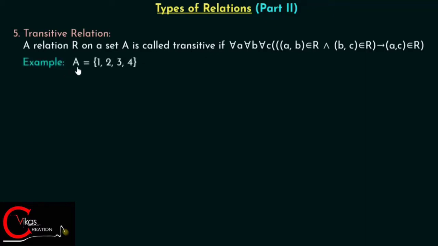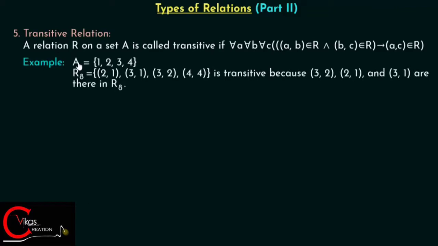Let's see one example. Let's say we have set A which consists of these elements and R8 is defined on set A. Here in this R8 we have these ordered pairs (2, 1), (3, 1), (3, 2), (4, 4). Now this relation is transitive because (3, 2), (2, 1) and (3, 1) are there in R8. You can see that (3, 2) is there, (2, 1) is there. Therefore (3, 1) must also be there in R8. And you can see that (3, 1) is there in R8. Therefore this relation is transitive. As simple as that, right?